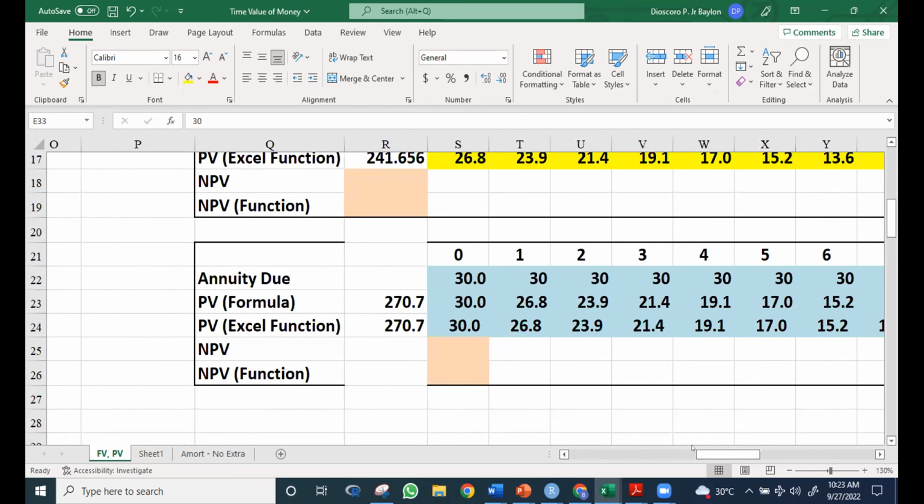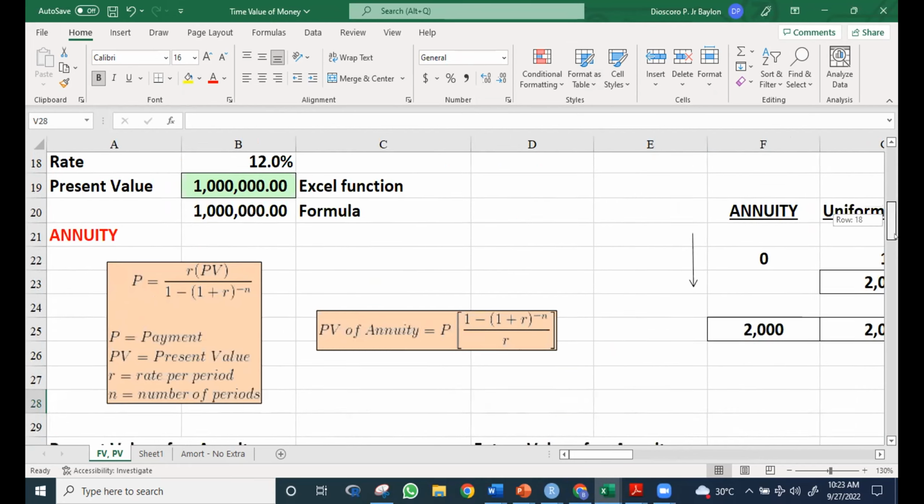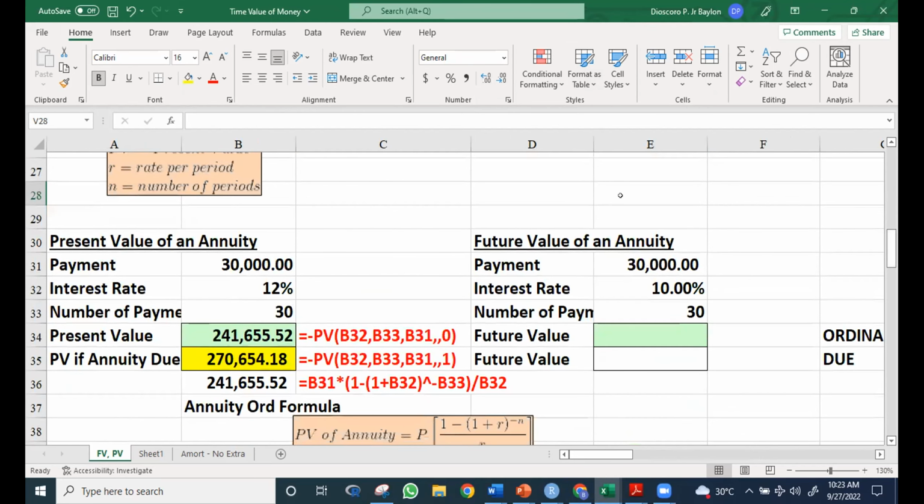Ito, 270. Let me just increase the decimal places. Yeah, 270.654. Okay. Again, guys, requesting you to please chat if you're able to get the annuity due. Feel free to ask questions. Yes, thank you, Christine. Okay, waiting for the others. Okay, thank you, Fiona. Tyla, thank you. Yeah, very good.